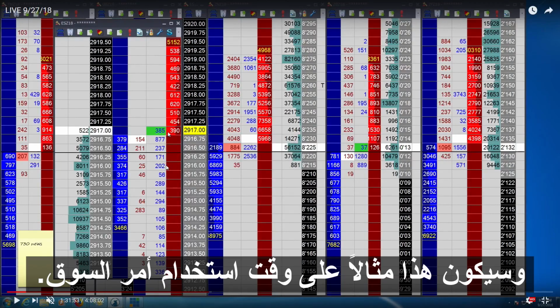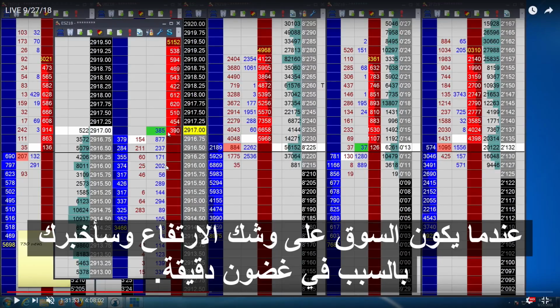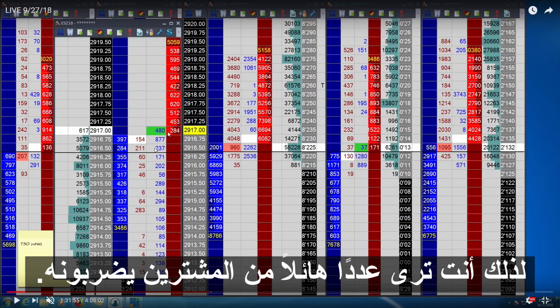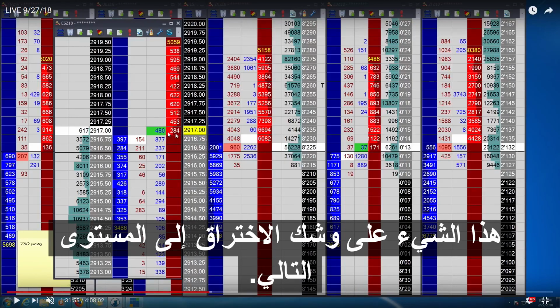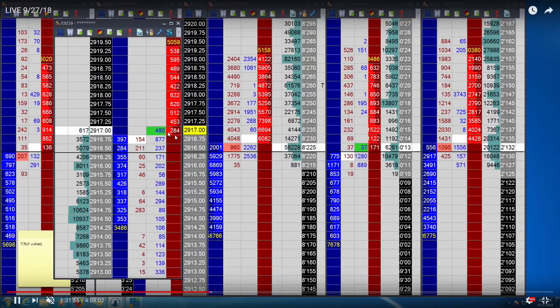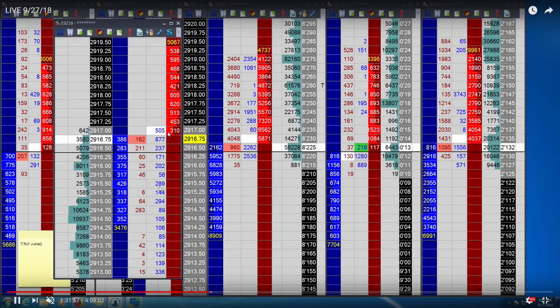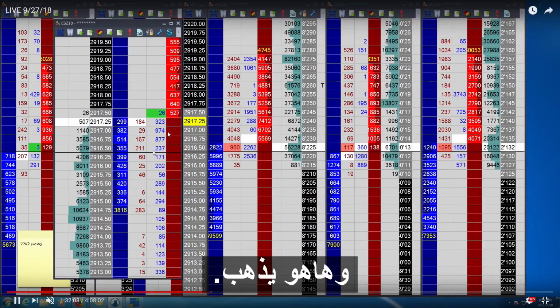And this is going to be an example of when to use a market order. You want to use a market order right when the market is about to tick up, and I'll tell you why in a minute. So you're seeing a crap load of buyers just hitting it. Now it's at 284. This thing is about to break the high. So this is where you would want to consider doing a market order and get in at this price. Buyers attacking, sellers attacking, buyers attacking. Boom, there it goes.